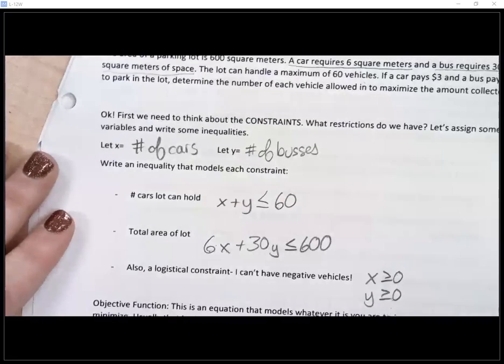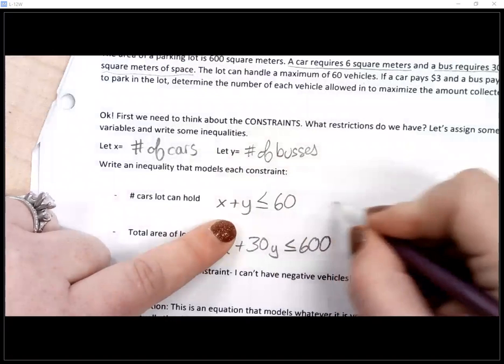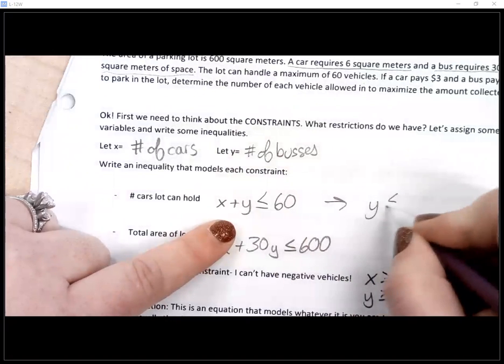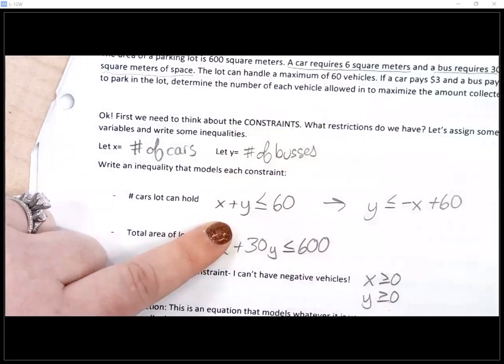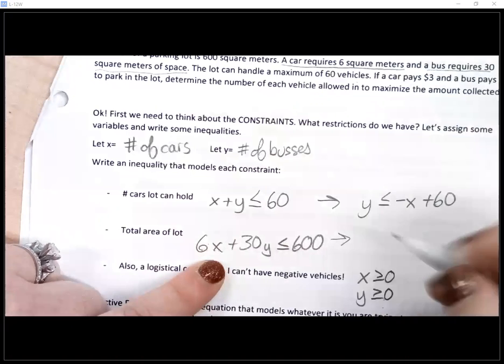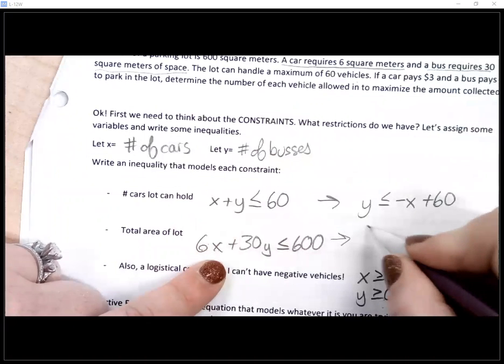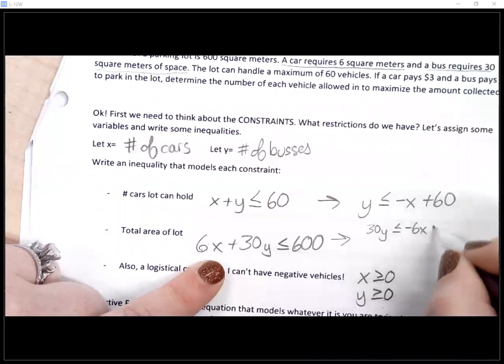Let's get those written in y equals form. For this one I'm just going to minus the X over. So I'd have Y is less than or equal to negative X plus 60. And I might as well do this one too while I'm here. So let's minus the 6X over, and divide by 30.